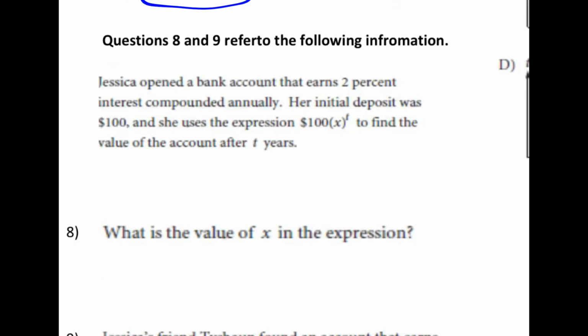Number 8, Jessica opened a bank account that earns 2% interest compounded annually. Her initial deposit was $100, and she uses the expression $100 times x to the power of t to find the value of the account after t years. So if you want to multiply something by 2% or earn 2%, what you do is you take the original 100% plus 2%, and you're at 102.